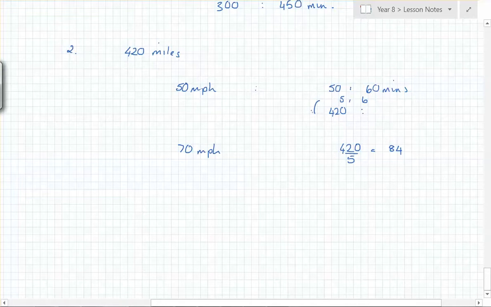Okay, so then that's times 84. So we have to do the same there. So 6 times 84 is? 504, I think. Checking, 6 times 8 is 48, 24, yeah, 504. So we say 50 miles per hour is 504 minutes.